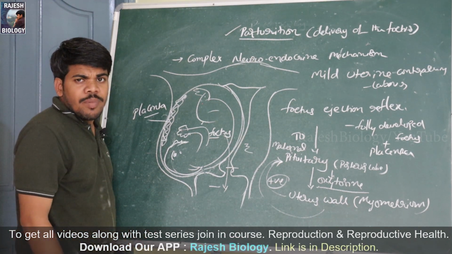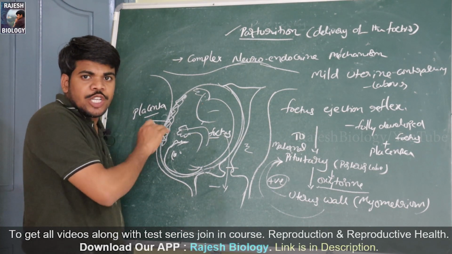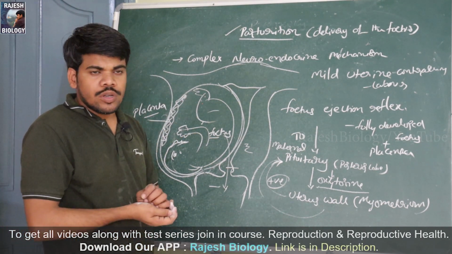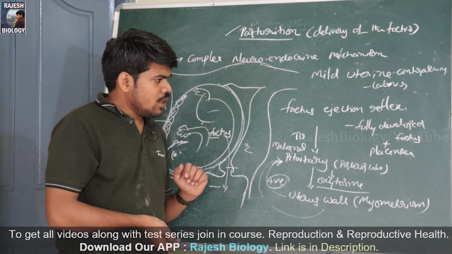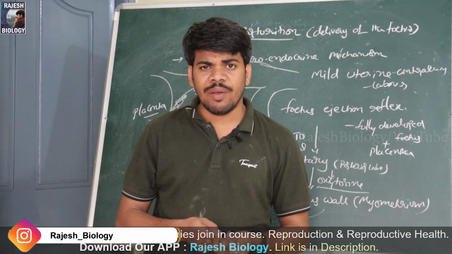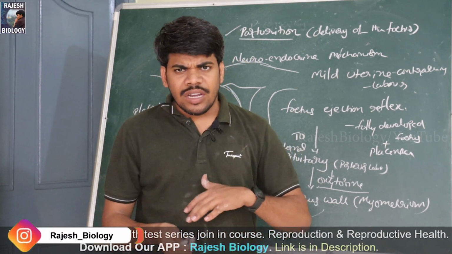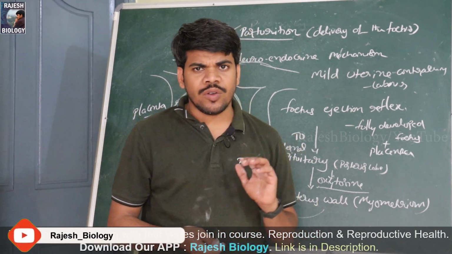Soon after the baby is delivered, the placenta and decidua also come out through the vagina. Is it clear about parturition? Now, after the delivery, what will happen? It leads to the next step, that is lactation. We will discuss lactation also in this video.